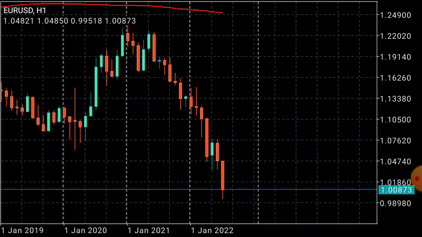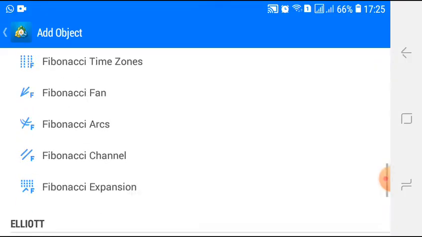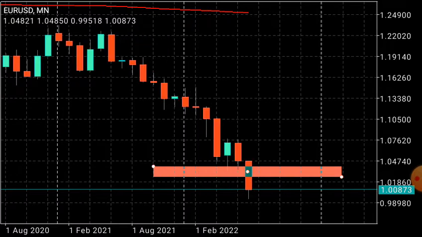Let's start off on the monthly. This thing has been bearish for quite some time. Euro USD. Let me place it. I start off with my rectangles, which is my supply and demand, resistance and support.